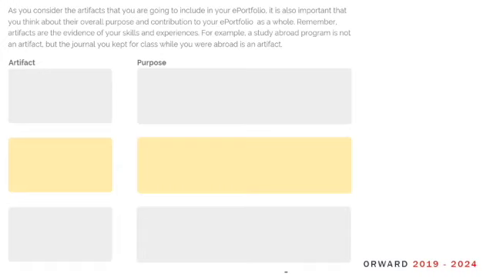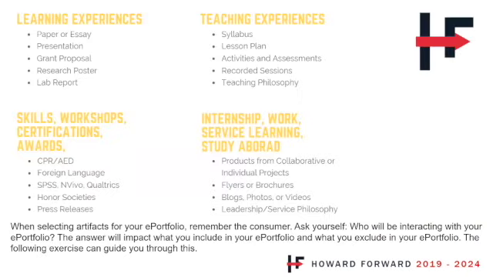So for example, a study abroad program is not an artifact. It's not something tangible, right? But the journal that you kept while you were abroad is the artifact. Okay. So any questions about what you would include as artifacts?